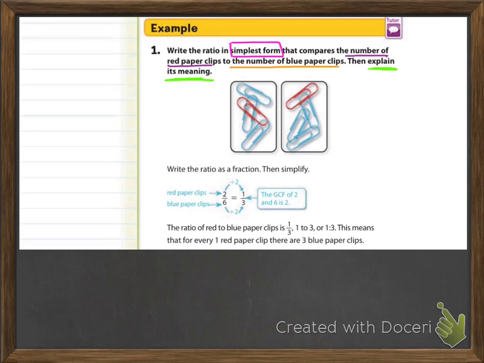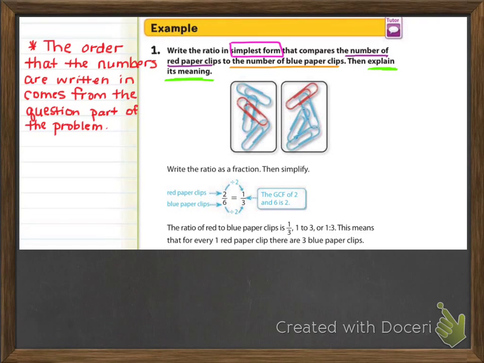Now, one note that I want to make here, and you want to write this off to the side, is that the order that the numbers are written in comes from the question part of the problem. So sometimes they're going to give you information in a sentence, and they're going to say something like, there were 6 boys and 8 girls, but then in the question, they're going to say, what's the ratio of girls to boys? So you need to understand that the order is determined by the question.